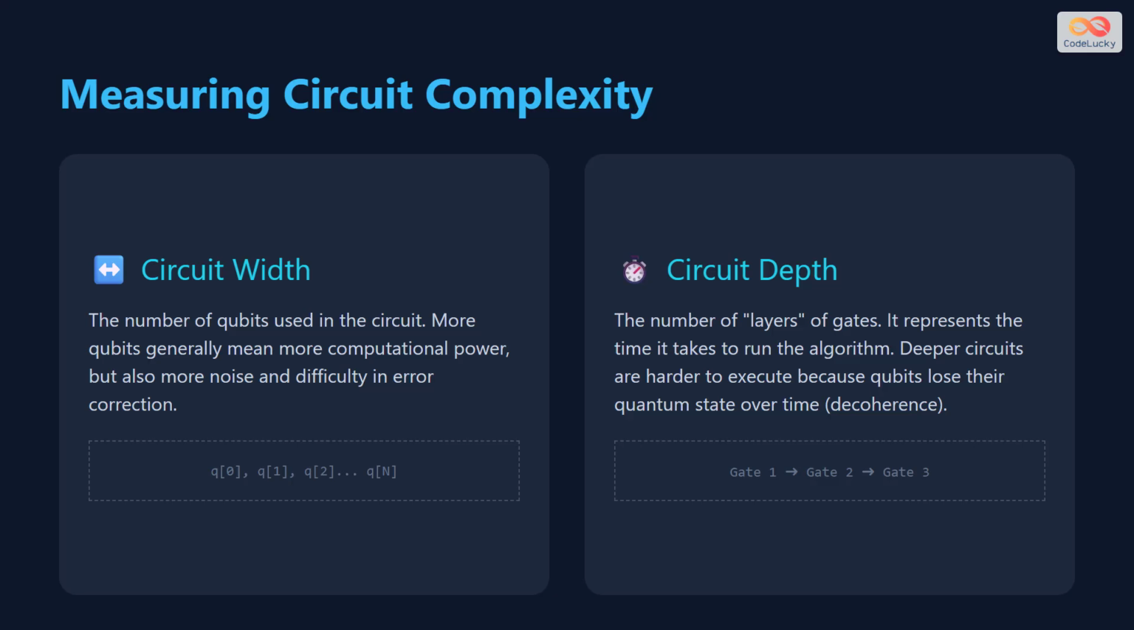As we build more complex algorithms, we talk about width and depth. Width is just the number of qubits we need. Depth is the number of steps in the timeline. Shallow circuits are easier to build because quantum states are fragile. If a circuit is too deep, the qubits might lose their information before the calculation is finished.